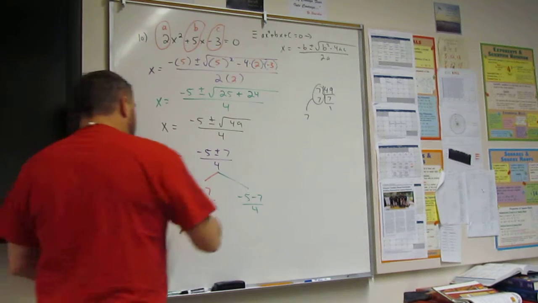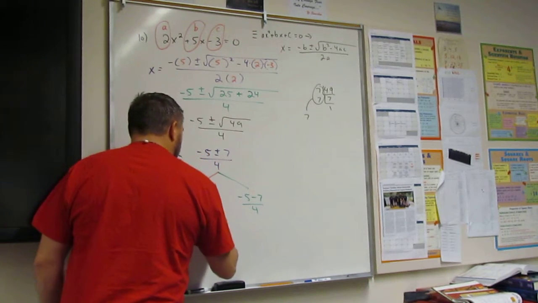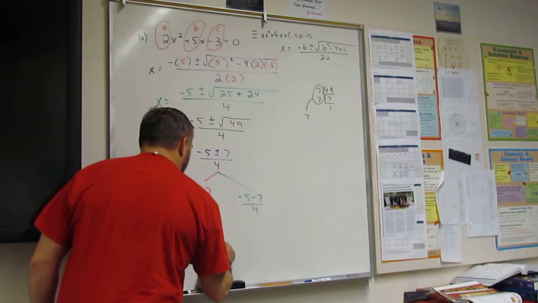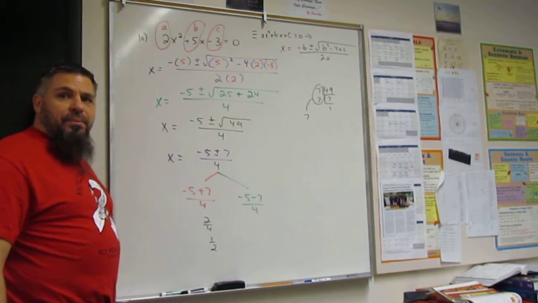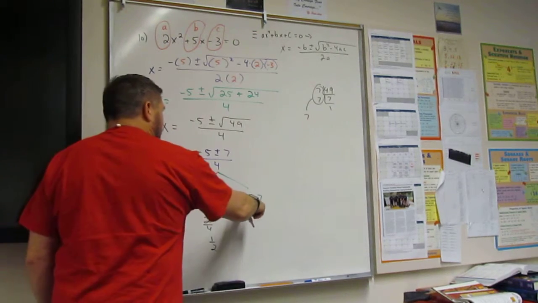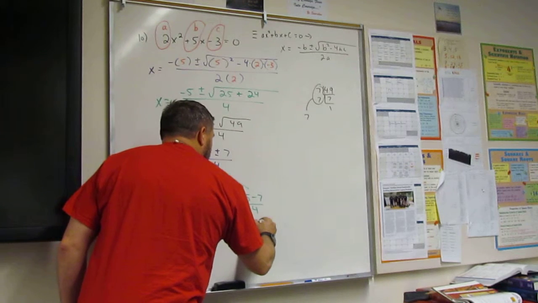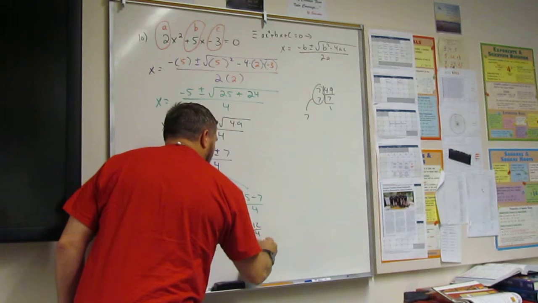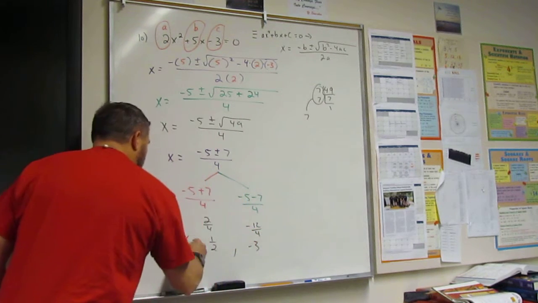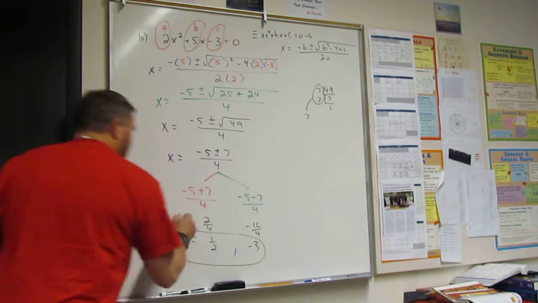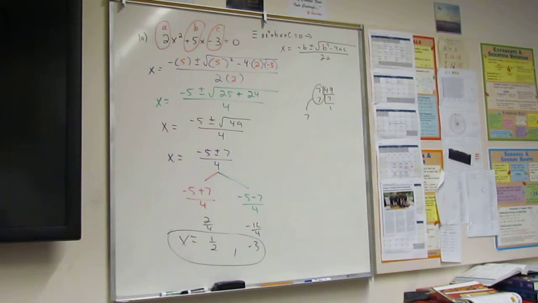And then I can do this, which is 2 over 4, or 1/2, right? And then this is minus 12 over 4, or negative 3. And so x is equal to 1/2 and negative 3.